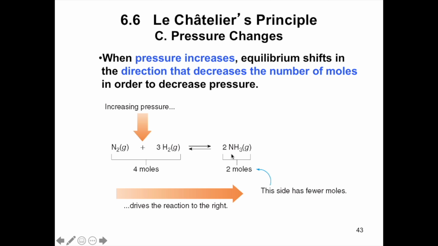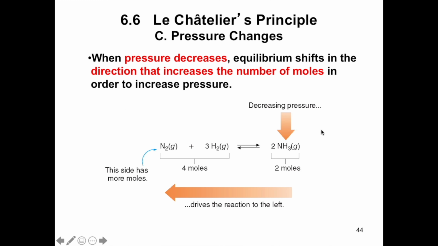So when the pressure of the system is increased, the equilibrium shifts to the right since there are fewer moles of the product. Whereas when pressure decreases, equilibrium shifts in the direction that increases the number of moles in order to increase pressure. In contrast, when the pressure of the system is decreased, the equilibrium will shift to the left since there are more moles of reactants.